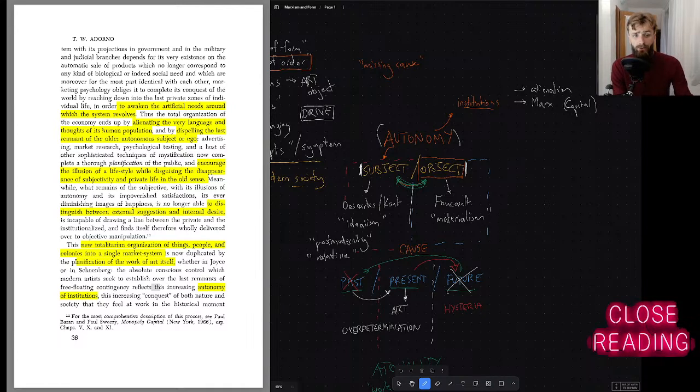So in talking about this movement of autonomy, Jameson is regretting or critiquing in some sense the new totalitarian organization of things. And this is his pejorative view on modern art and what he will come to call, I think, postmodernism in a later book.